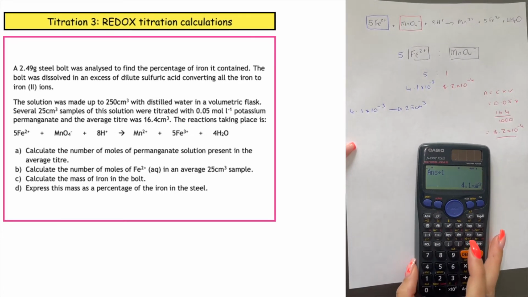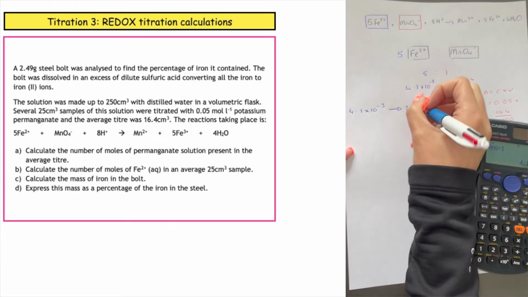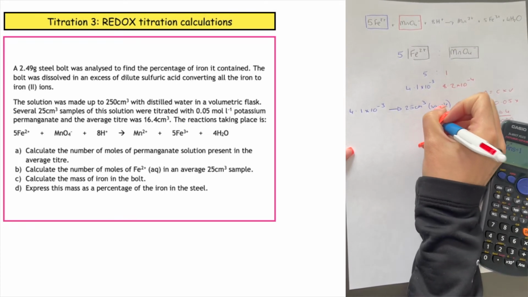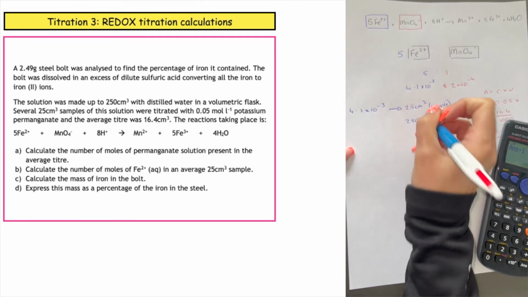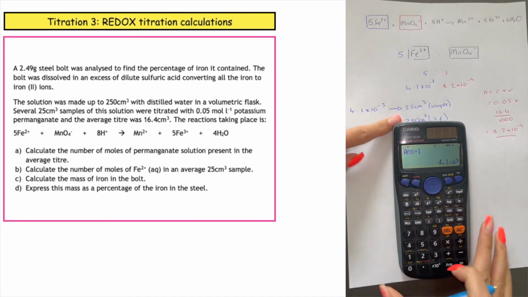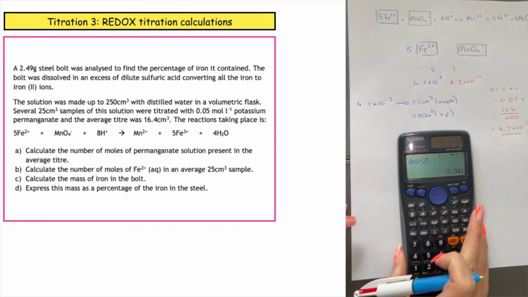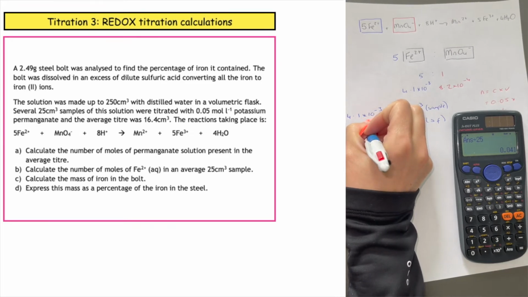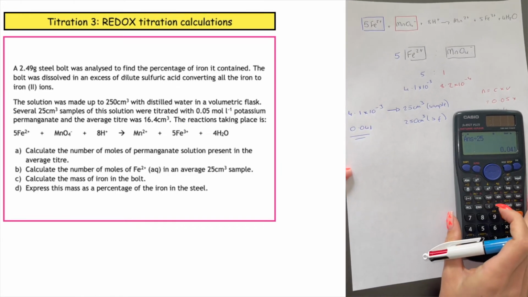However, that was only an aliquot, a small sample of that. We have to scale it for the standard flask. So this is the sample, and we need to scale it for the standard flask, which was 250 centimetres cubed. To scale that, we cross multiply, so we would times that by 250, answer divided by 25, and that means that the number of moles of the iron 2 which was found in the standard flask is 0.041 moles.